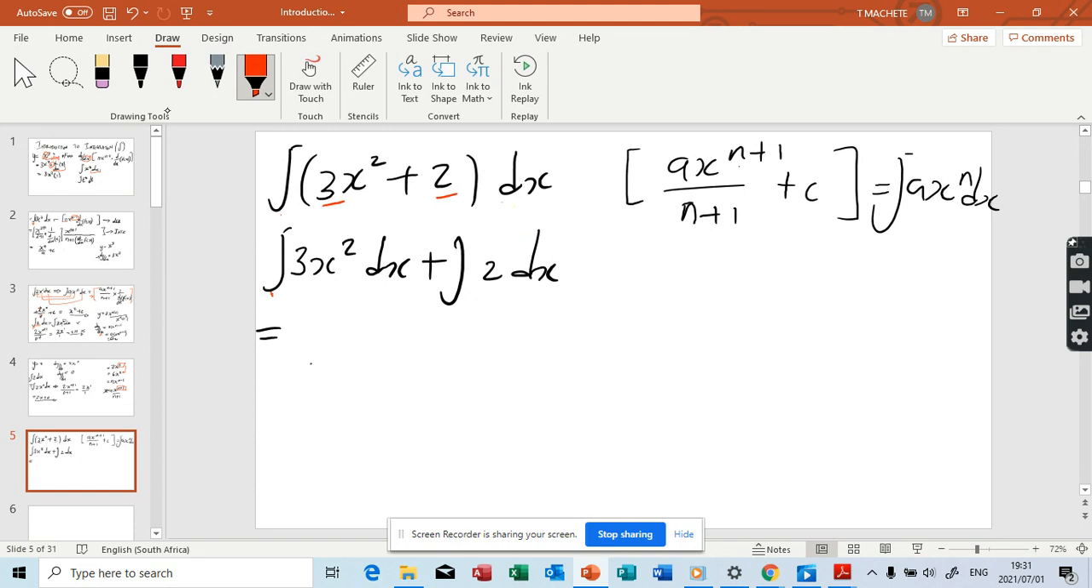Sharp. Please give me the answer. And remember, let me give you a hint. Remember, it's a constant, so it must be to the power 0 there. So please give me the answer. What's the answer? Applying this formula, apply this formula. You just go to your formula sheet, you'll see this formula.